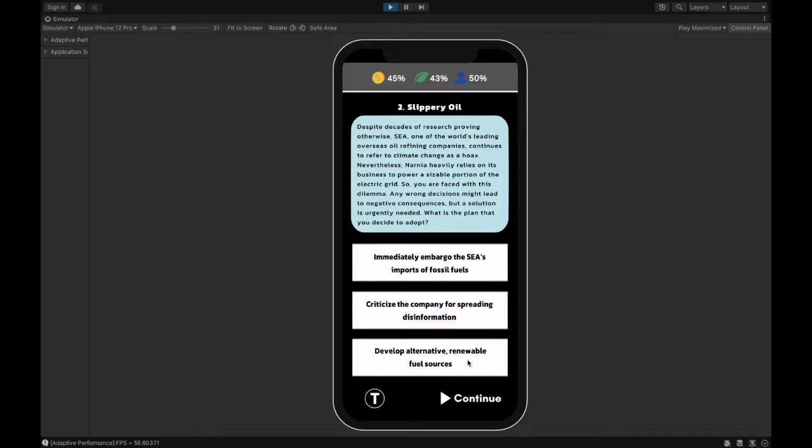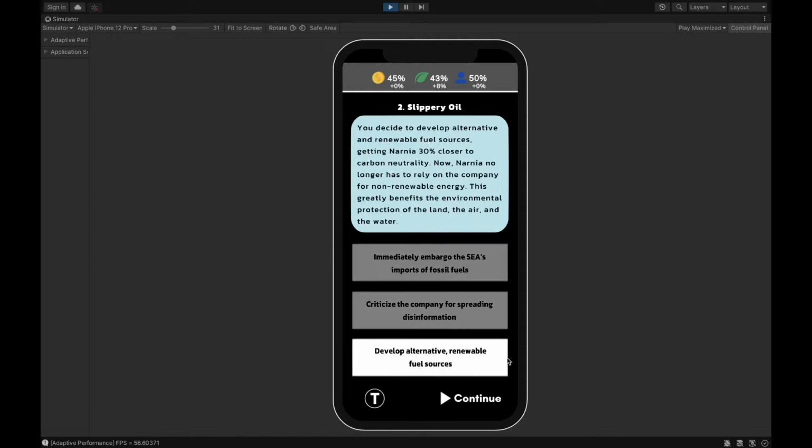I think the third decision sounds good, so we can go ahead and click that. And it's good because we actually don't have any negative outcomes here. Economic and societal have stayed the same, but we do have a +8 benefit or +8 change in the environmental score. And so we can go ahead and continue.